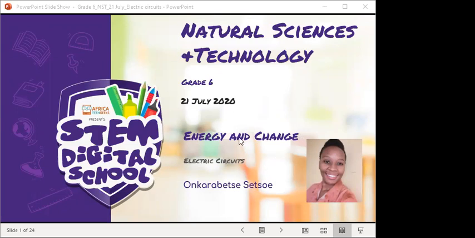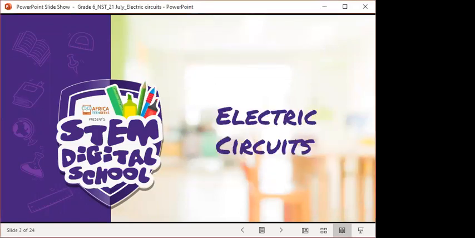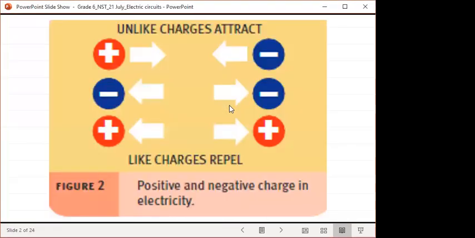Okay, so let us just recap. Yesterday we started off with electric circuits and we looked at electricity. We also mentioned that electricity is the flow of current, right? And we spoke about the importance of electricity in our lives. We also looked at like charges as well as unlike charges, and we established that unlike charges attract and like charges repel.